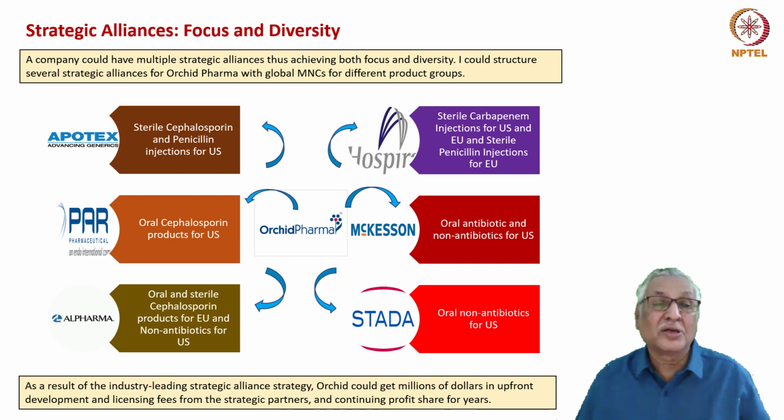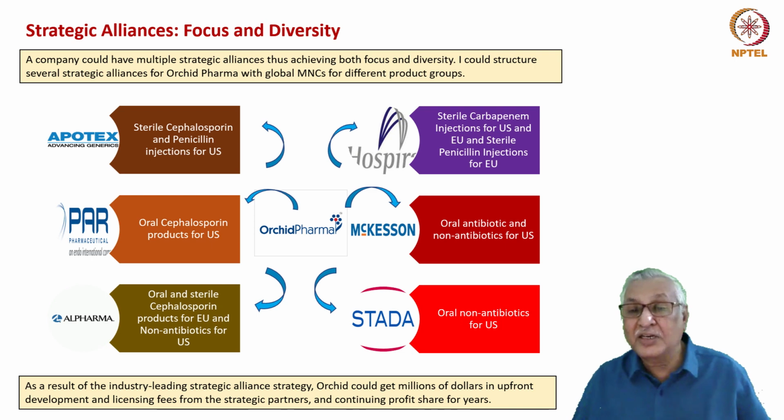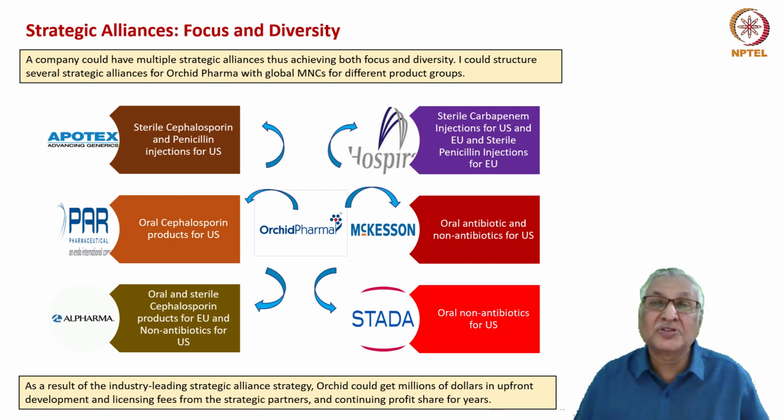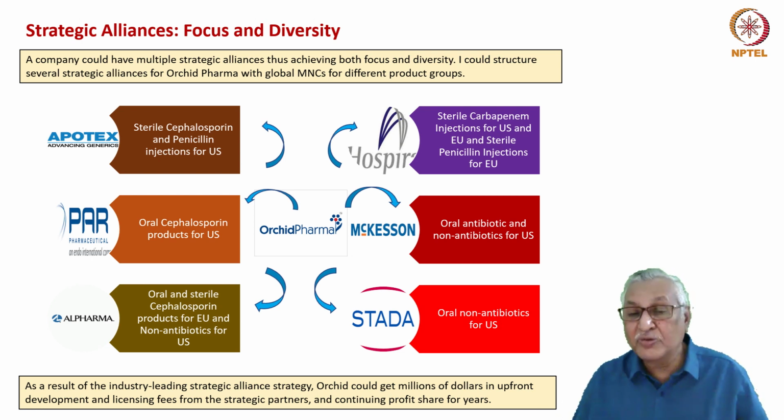So we teamed up with Apotex, a major generics company based out of Canada but operating in the US and Europe as well as Canada, for sterile cephalosporin and penicillin injections for the United States. We teamed up with Par Pharmaceuticals for oral cephalosporin products for the US. We also teamed up with Alpharma for oral and sterile cephalosporin products for the European Union and non-antibiotics for the United States market. I teamed up with Hospira for sterile carbapenem injections for the US and EU, and sterile penicillin injections for the EU. Teamed up with McKesson for oral antibiotic and non-antibiotics for the US, and with STADA for oral non-antibiotics for the US.